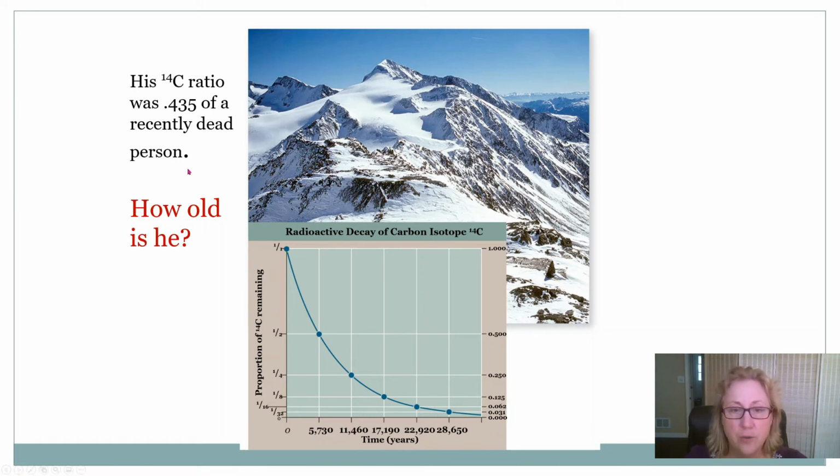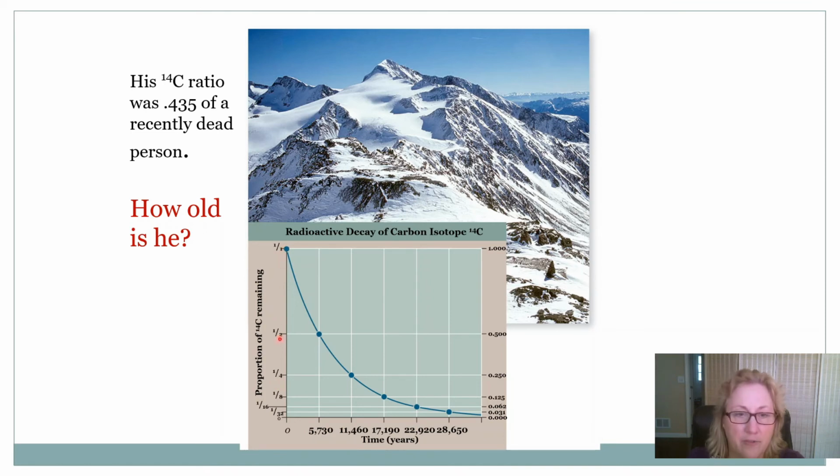So when they sent Ötzi's sample off, they got a percentage back of about 43%, so 0.43 of a recently dead person. That's what his carbon-14 ratio is. So if we look on this graph, and I'm going to tell you what it says here because some of these small numbers you might not be able to see on a smaller screen. On this y-axis here, we have that percentage remaining carbon-14 expressed as a fraction so that it makes more sense with half-lives.